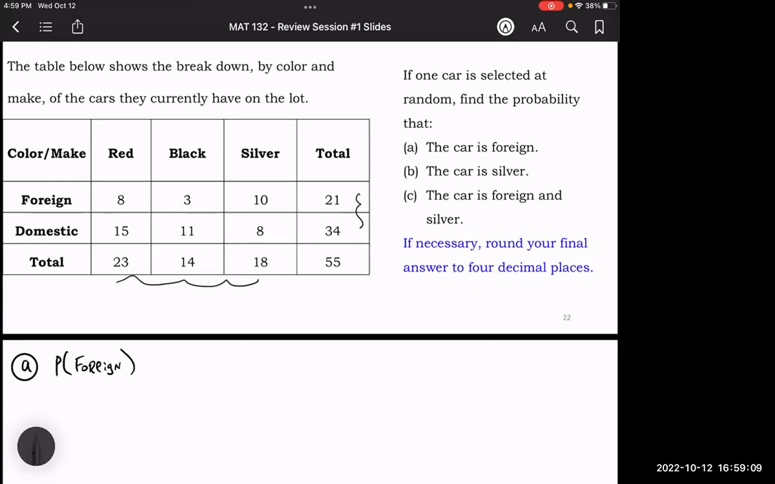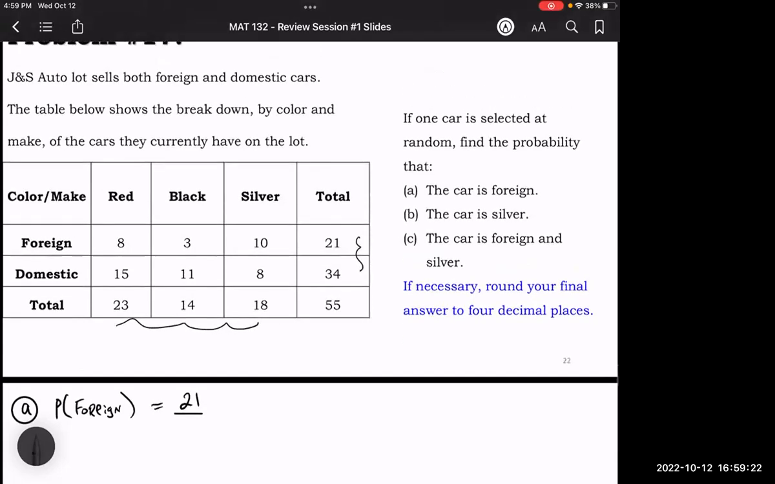Well, look at your table. How many foreign cars are there? There were 21 foreign cars. How many total cars were in J&S auto lot? 55. So you take 21 divided by 55 and round this off to 4 decimals.